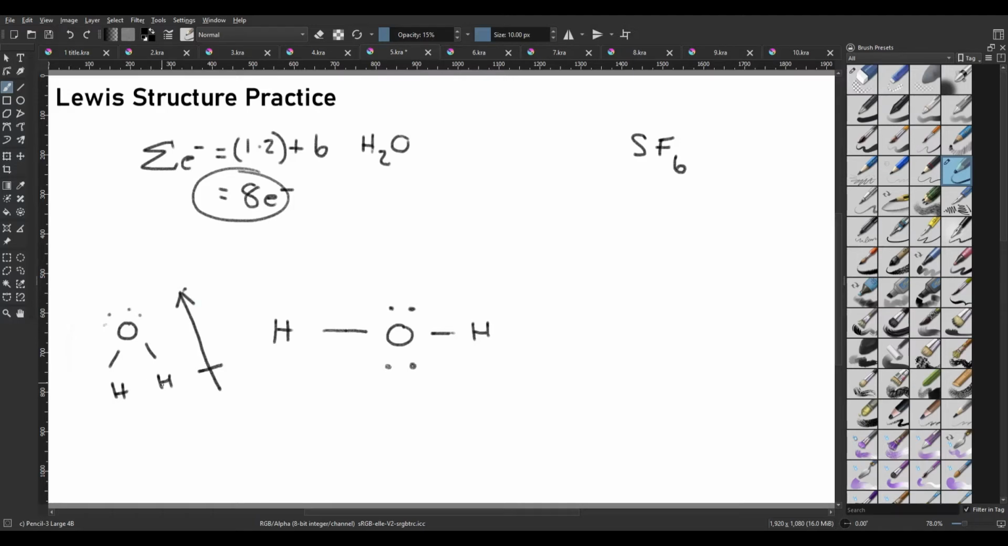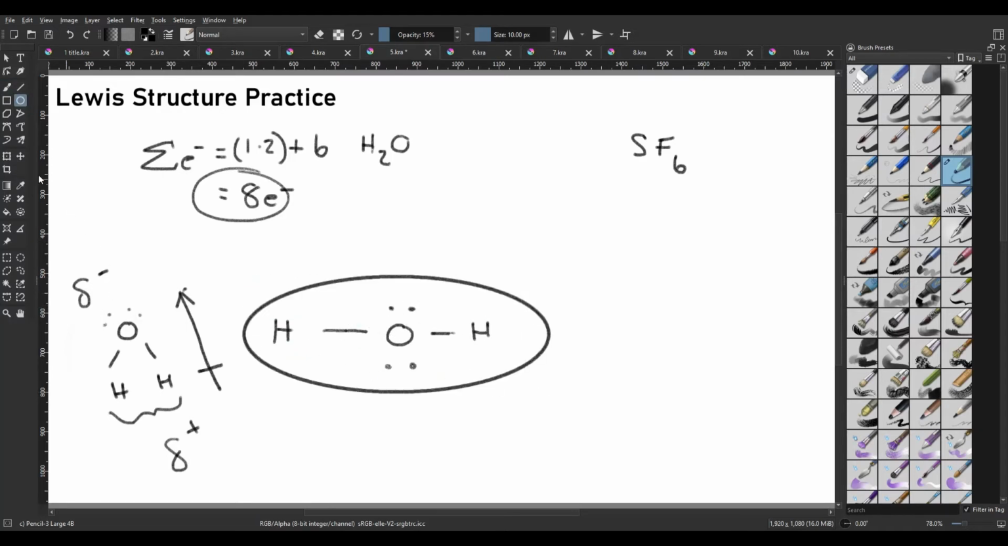It's more positive down here. Oxygen is more electronegative, and so it's going to have a delta minus. Well, these hydrogens down here are going to be less electronegative, have their electrons pulled more toward the oxygen, going to be a delta positive. And this is our Lewis structure here. This is a demonstration of polarity right here.